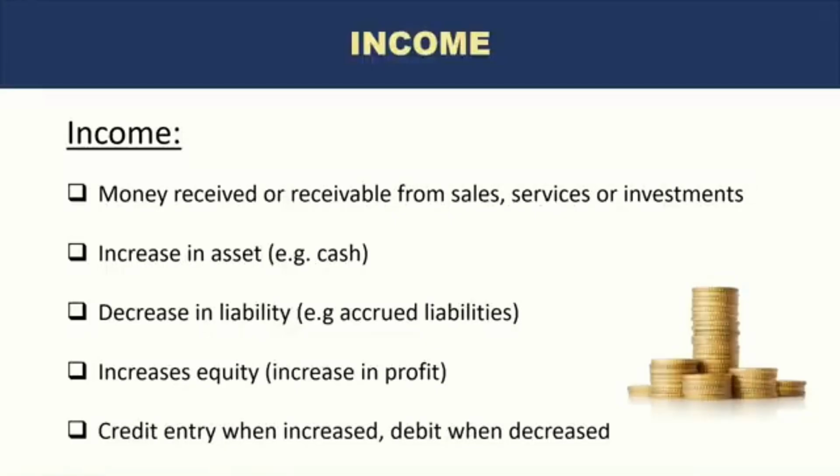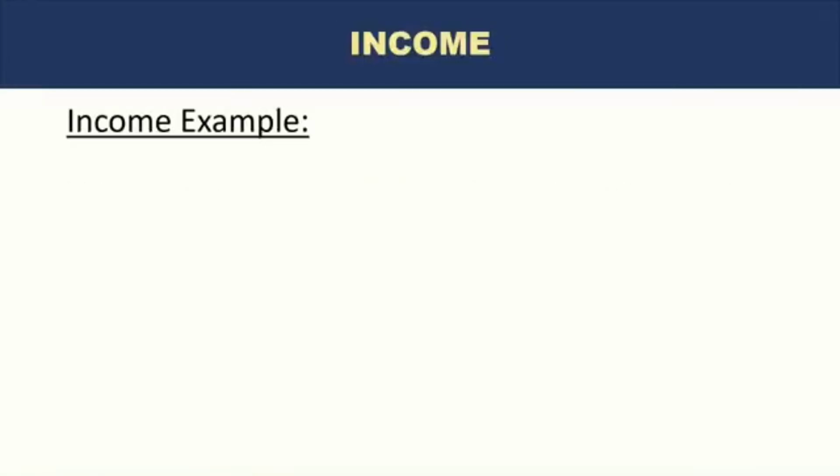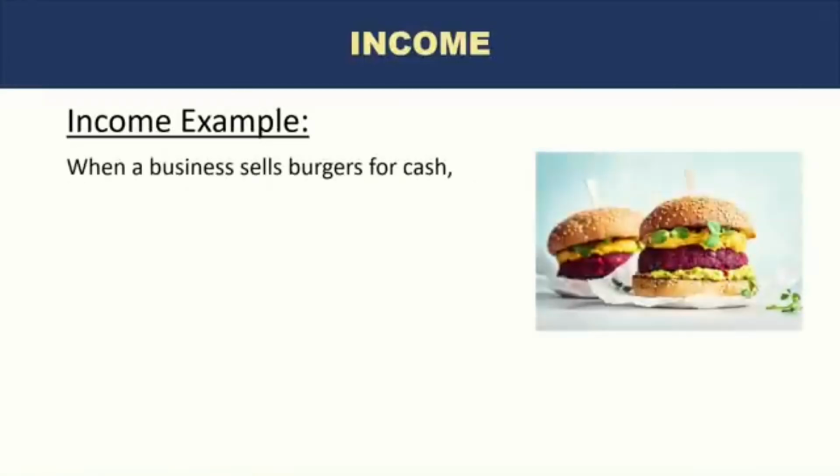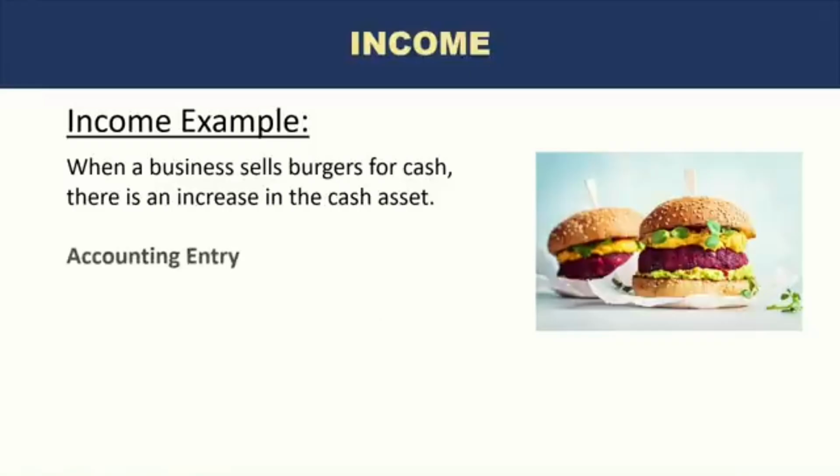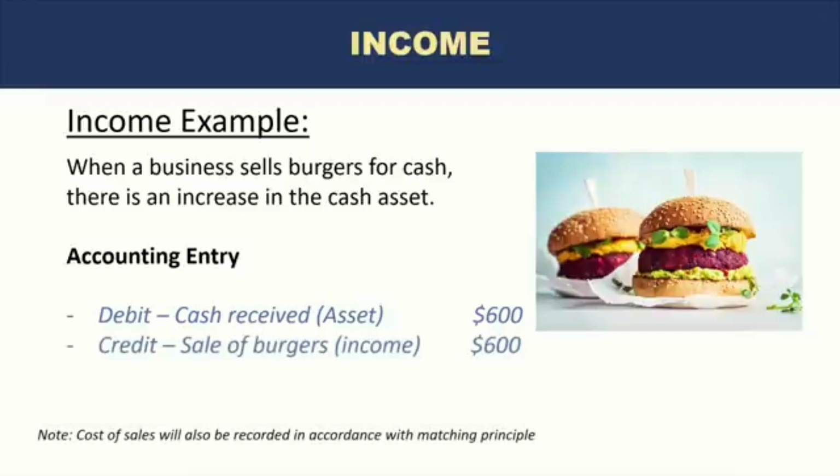And if you remember from the rules of debit and credit, an income is a credit entry when increased and debit when decreased. Some examples of income. When a business sells burgers for cash, remember, there is an increase in the cash asset, right? So the selling of burger results in an increase in cash, which is an asset. And the accounting entry is cash received, debit, and credit sale of burgers. This is the income or revenue.